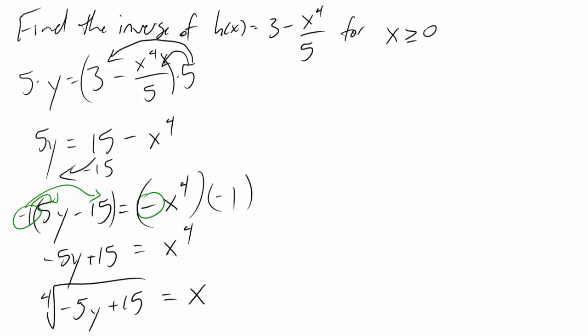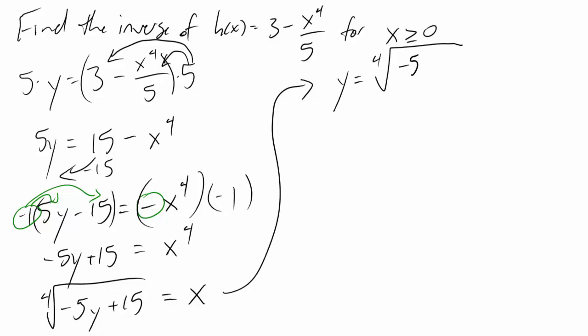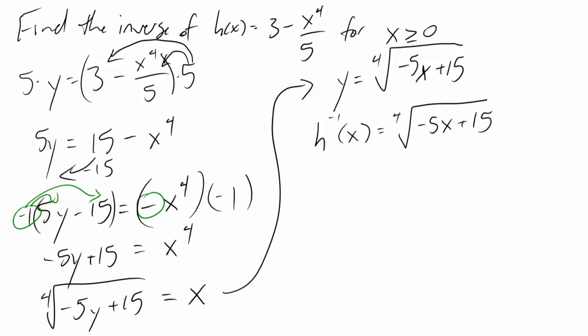And with that x now solved for, we switch over our x's and y's. So we have y equals the fourth root of negative 5x plus 15. Could also write that as 15 minus 5x inside the fourth root. It doesn't really matter. And that's our inverse function for h. So h inverse of x equals the fourth root of negative 5x plus 15. That's our answer.